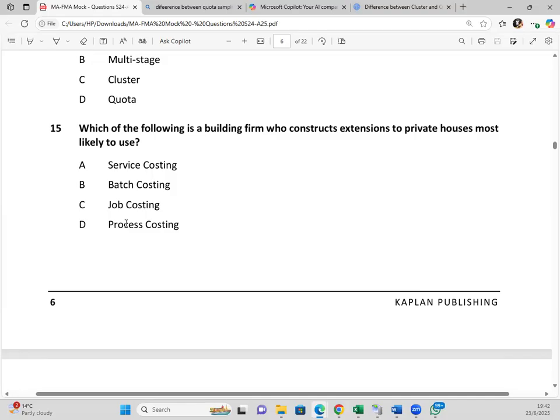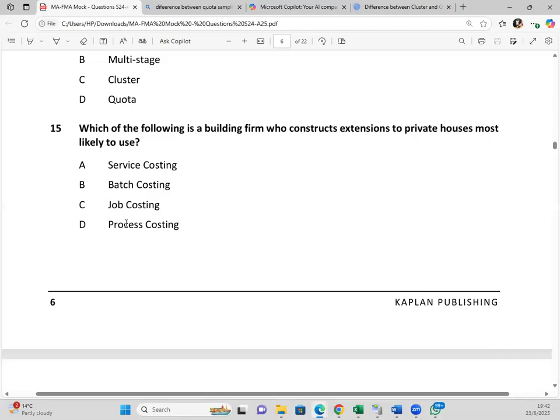Yes, C is likely to be most appropriate. Service costing, we can't talk about a service, we are building something tangible. Batch costing, this one, houses, someone would have their different. Batch costing would be if we are dealing with things that we are producing in cartons, of which the extension A might have different extensions to B.